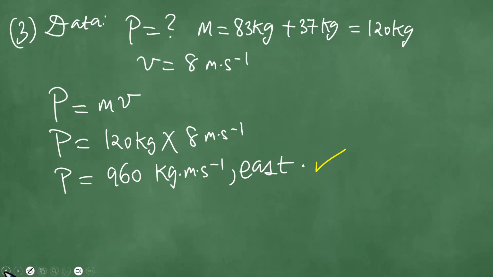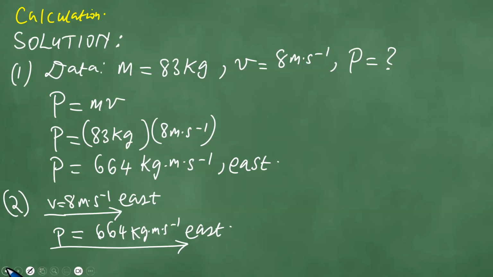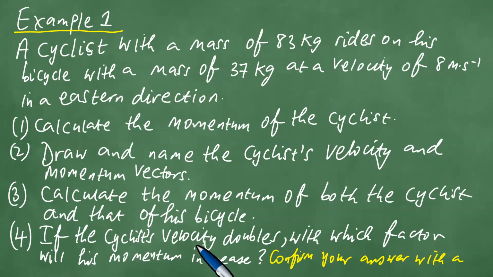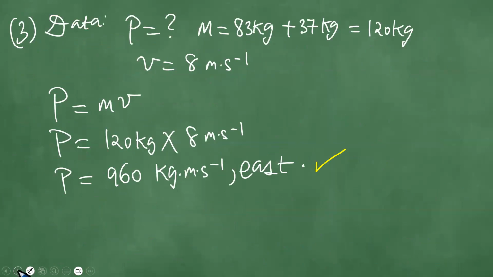Now let's look at the fourth question. If the cyclist's velocity doubles, with which factor will his momentum increase? Confirm your answer with a calculation. So we're saying the velocity is doubling. What is the velocity here? The velocity is 8. So if you double 8, what does it become? That is what you need to think about.